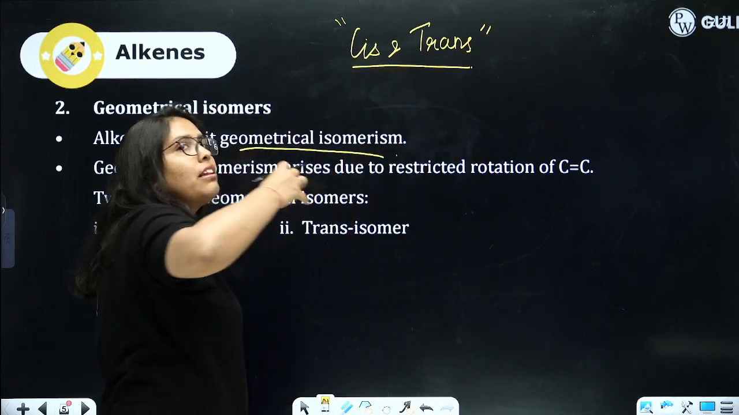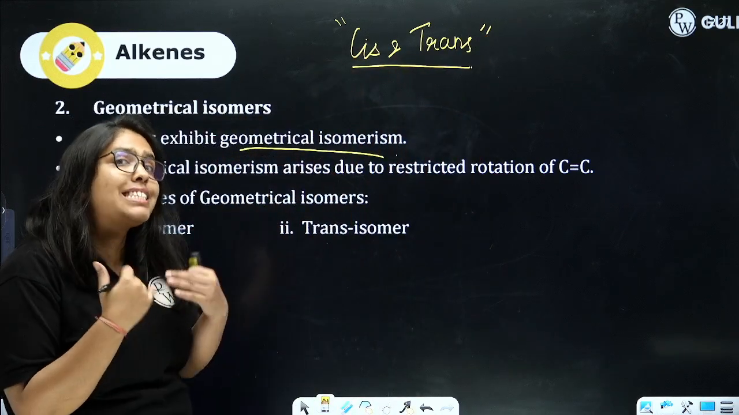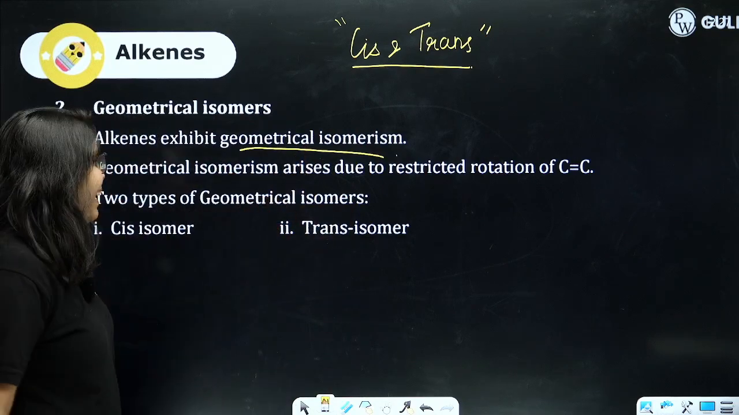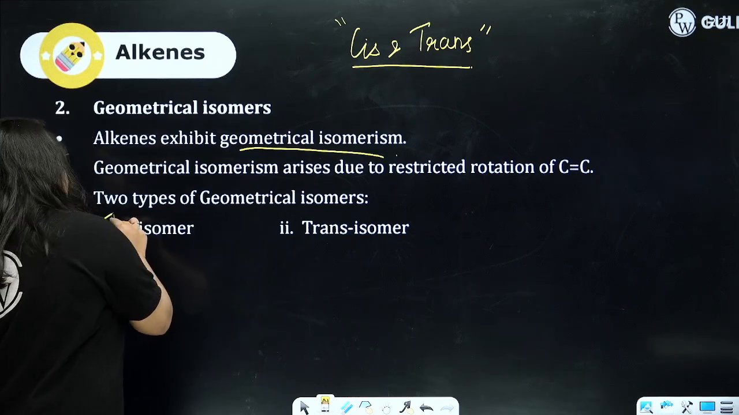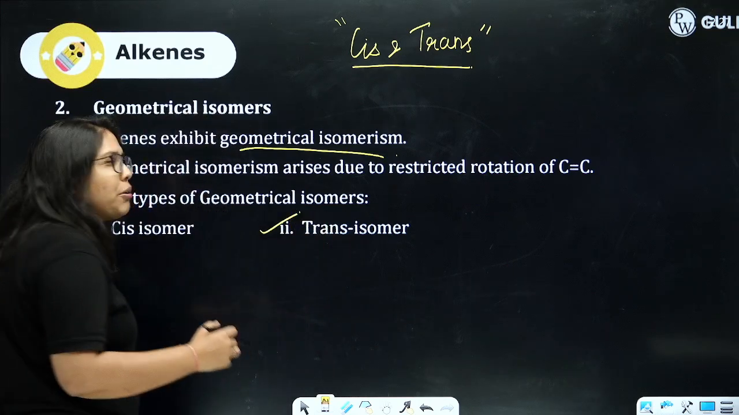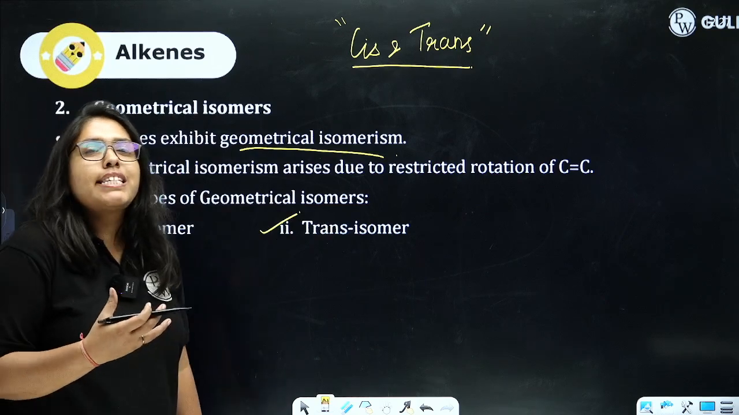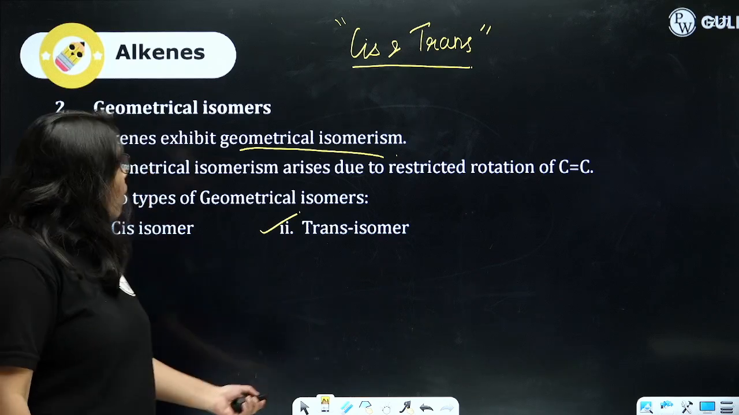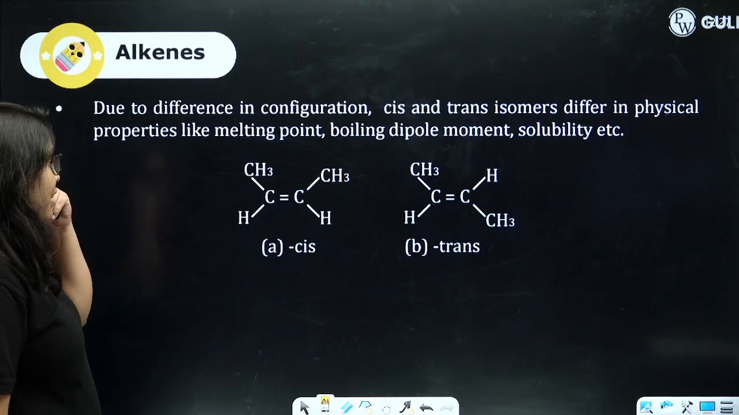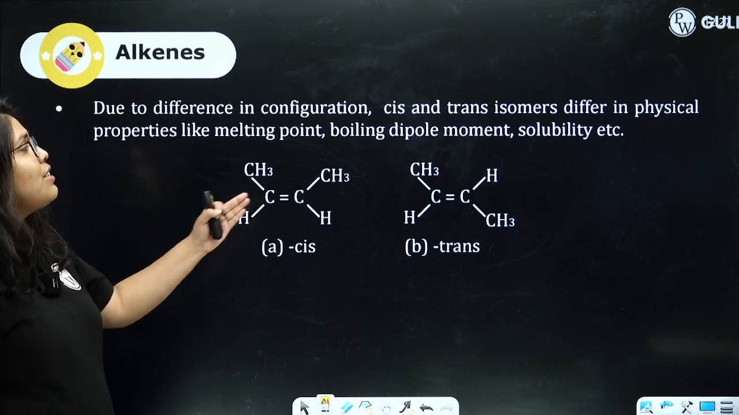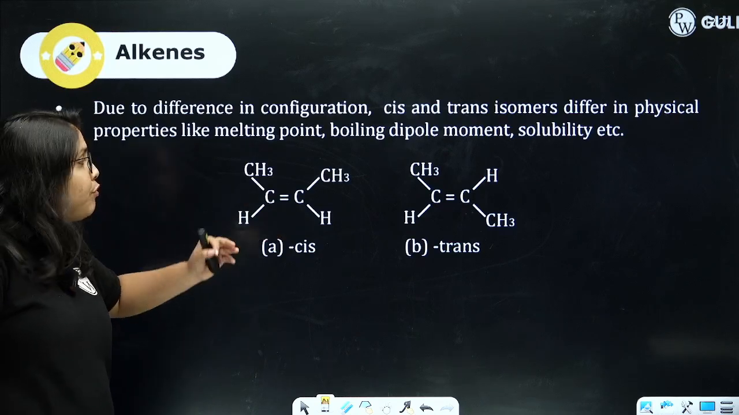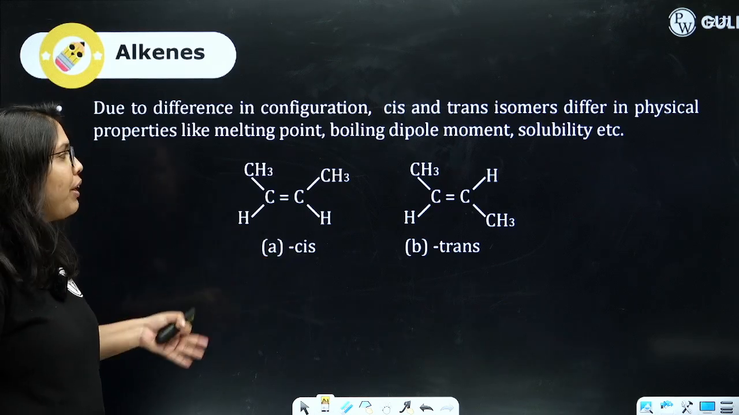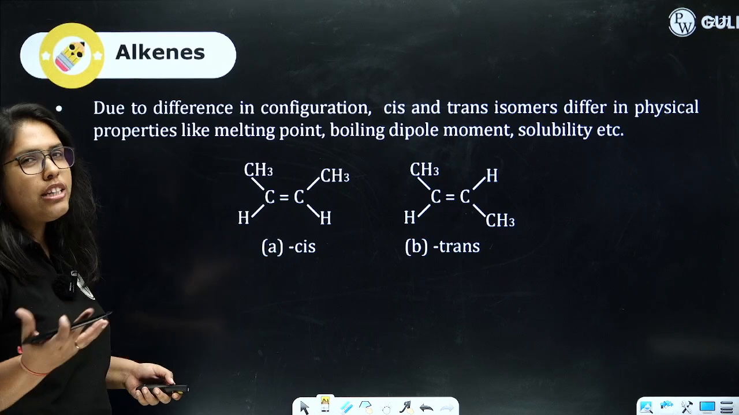Cis means when two like groups are on the same side of the plane, and trans is when they are on opposite sides of the plane. So the cis isomer is one, the trans isomer is another. You can also remember it this way: the sound is same, thereby cis. This is what it looks like. And the cis and trans isomers have different melting points, boiling points, dipole moment, symmetry and solubility, and so on and so forth.